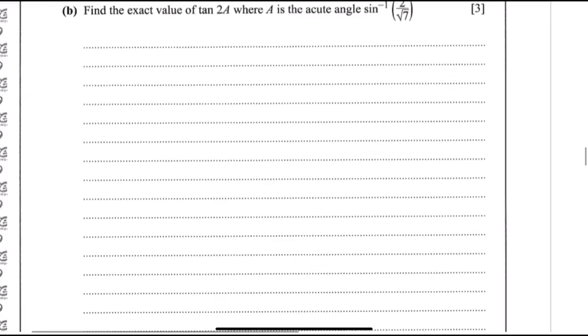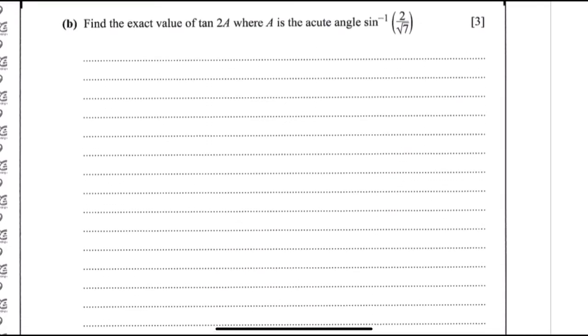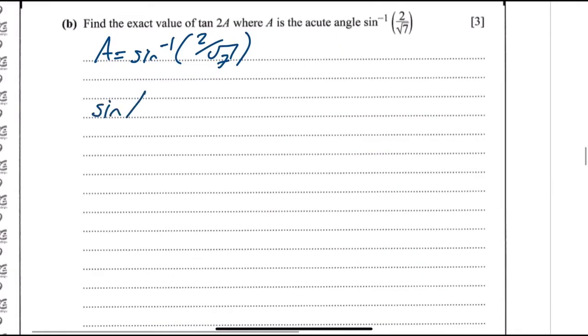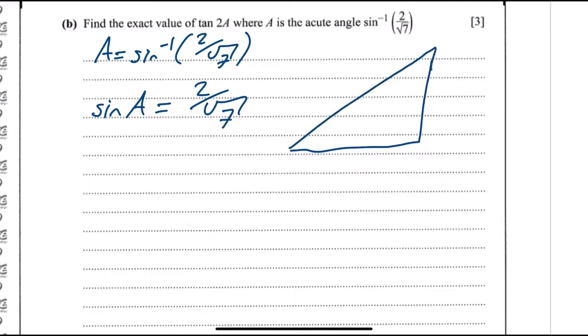Next question says, find the exact value of tan 2A, where A is an acute angle, sine A is equal to this thing. So A is equal to sine to the minus 1 of 2 over root 7, which means, reverse that, sine A is equal to 2 over root 7. Now to do this, there's all sorts of weird and wonderful ways, but the nicer way is just draw, no matter what it tells you, if it's an acute angle, obtuse, reflex, whatever, a wee right angle triangle, call that A, and then sine, remember, is opposite over hypotenuse.